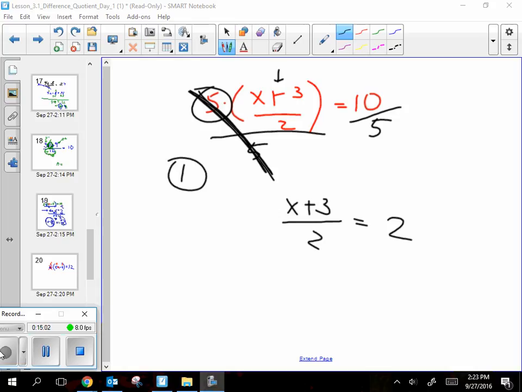I'm going to pause for a second. Yes, we are going to times by 2 to get rid of that 2. Good. And then those cancel. And now I have x plus 3 equals 4.